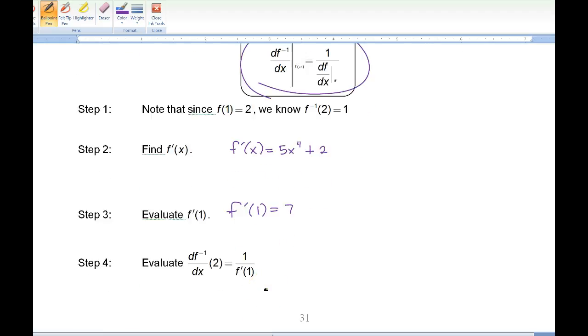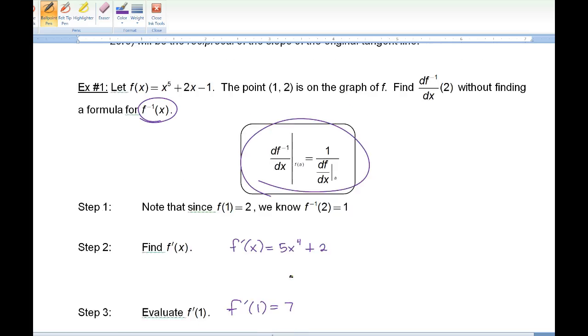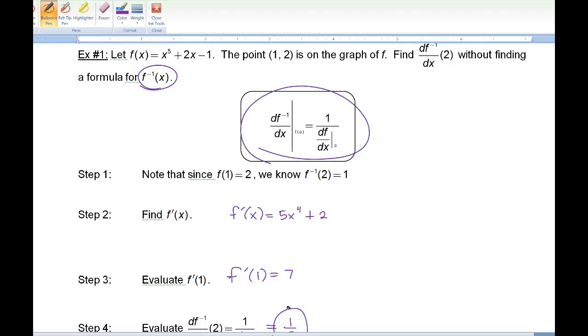So now we want to evaluate the derivative of the inverse of 2, which is going to be 1 over f prime of 1. So it's just the reciprocal, so it's just 1/7. And that's the answer. So we never use 2 in it? We never use 2. 2 is only important to know that from the original, 2 is the y value, but we use the x value.